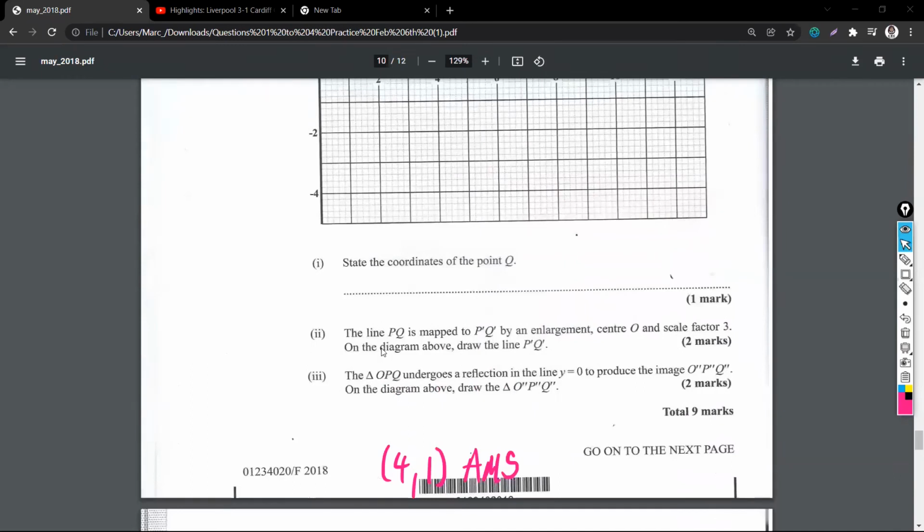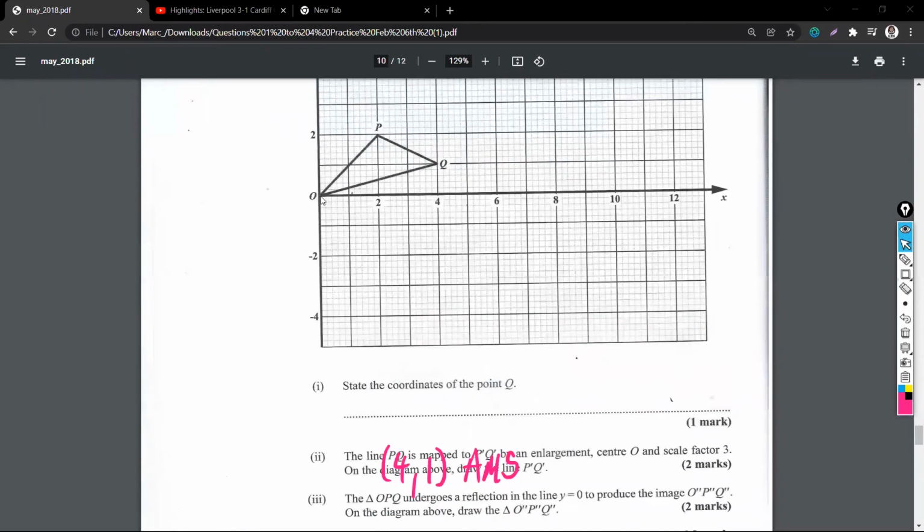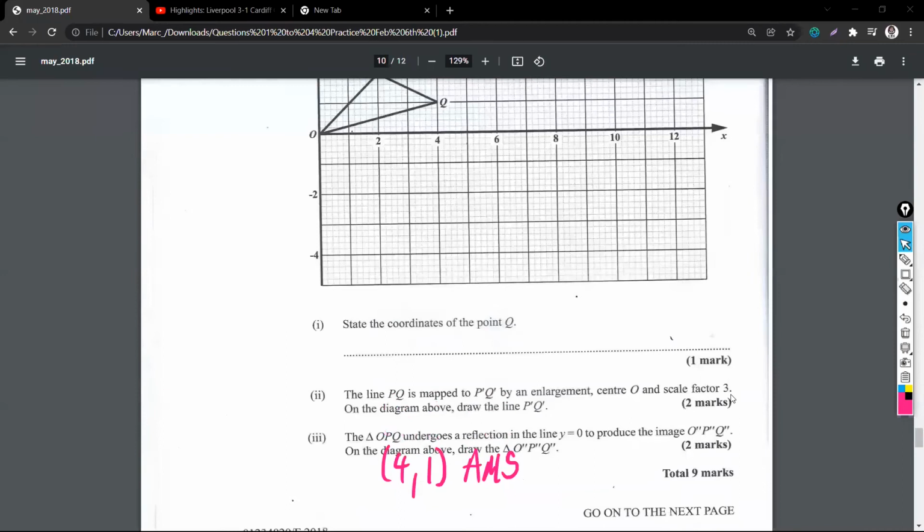And the next one now says the line PQ is mapped onto P prime Q prime by an enlargement where the center is O, so O is right here, guys, the origin, and the scale factor is 3. That means it needs to be 3 times the size. Remember, if K, which is the scale factor, is 3, it needs to be 3 times the size of that. So it says draw the line PQ.